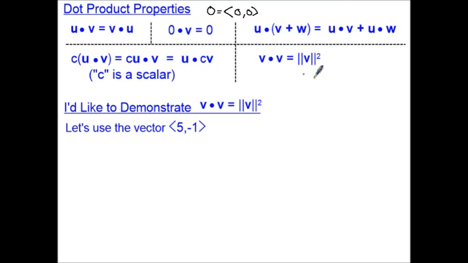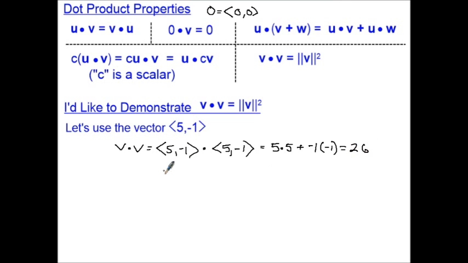Now, that one just looks crazy, at least in my opinion, so I'd like to demonstrate it real quick. I'm just going to arbitrarily pick the vector 5, negative 1. I could have picked anything I liked, but here we go. Let's do v dot v first. So v dot v is 5, negative 1 dot 5, negative 1. Of course, with the dot product, you take the x thing times the x thing, and add the y thing times the y thing. That works out to be 25 plus positive 1, so that's 26.